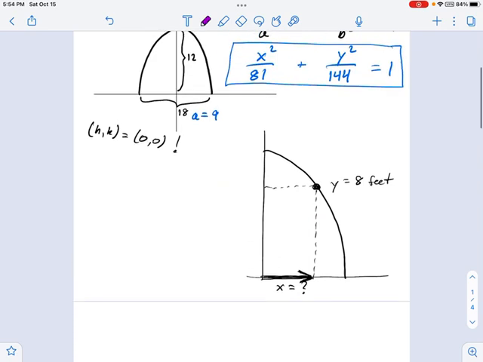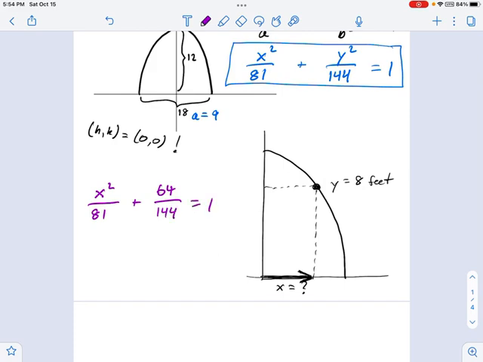We're just going to take that equation and write it here. X squared over 81 plus what's y? Well, y is 8 feet, so that's going to be 64. That's y squared over 144 equals 1. And now we solve for x.